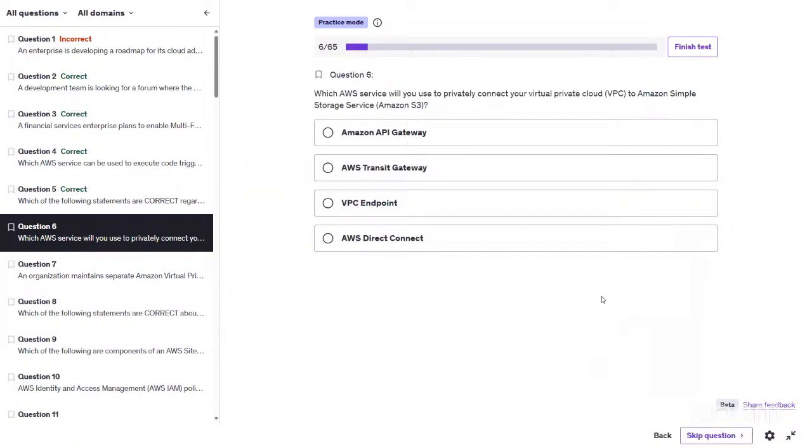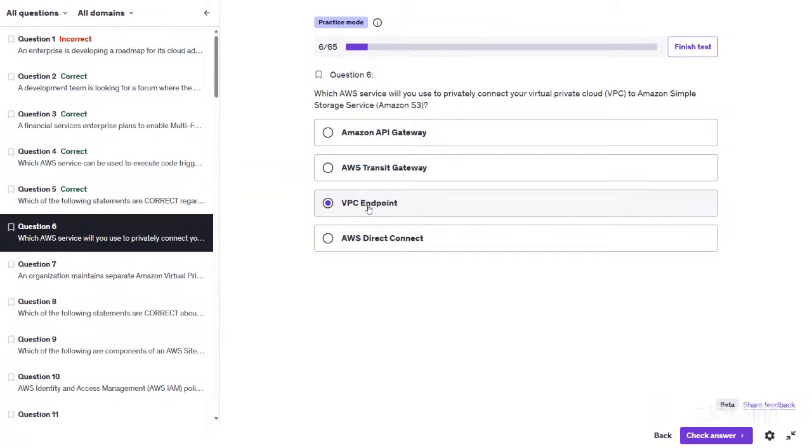Question 6. This is very important. I don't know if we've covered this, but I want to explain this to you. Which AWS service will you use to privately connect your virtual private cloud? So you're connecting your VPC to S3. This is a unique case. The other cases we looked at are like connecting your on-premises to the AWS cloud. This one is more specific to a service. When you see any question that says, how do you connect your cloud to a particular service? Think endpoint. Think endpoint. All right, so the correct answer here is VPC endpoint.